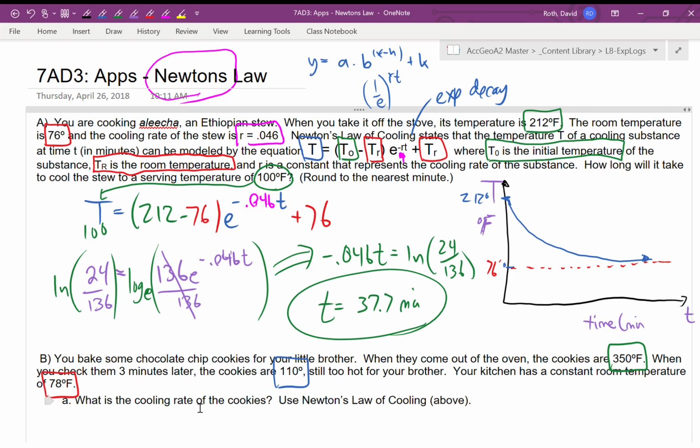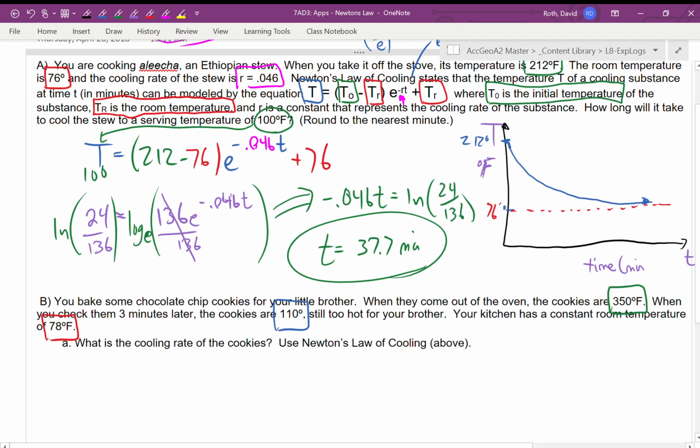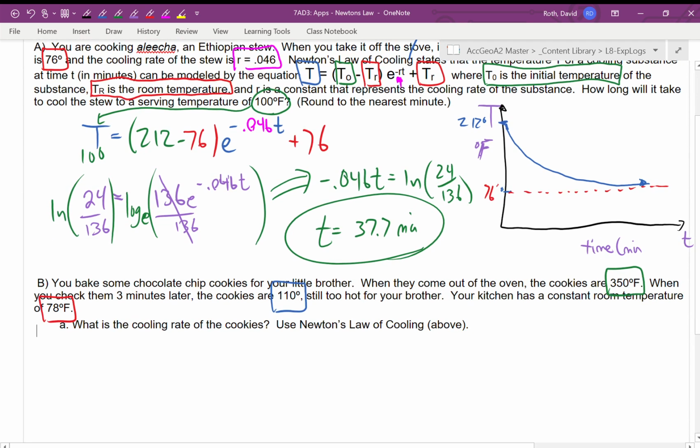Okay, cooling rate of the cookies. Well, let's plug in everything and see where it gets us. So if I do this, I will get 110 degrees is equal to T0, 350, minus TR, which is my 78. It doesn't seem like I have enough information, does it? e to the negative r. Now my minutes was 3 minutes, wasn't it? And T is in minutes, so that's nice.